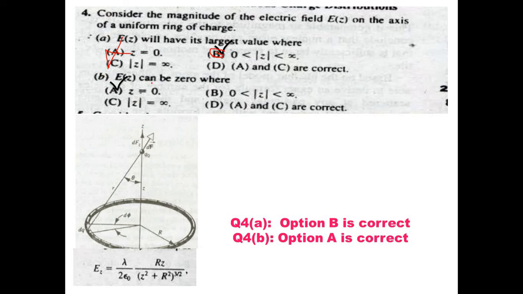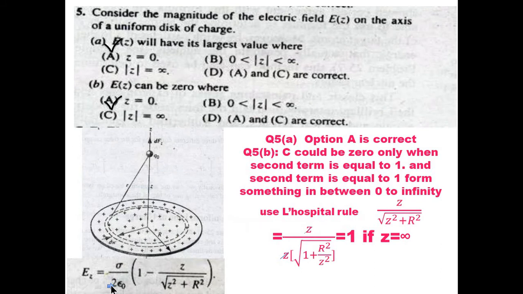Next question is EZ can be 0 where? Here you can see that when z is equal to 0, that is the only possibility when EZ could be 0. So option A is the correct option. Now move towards question number 5.